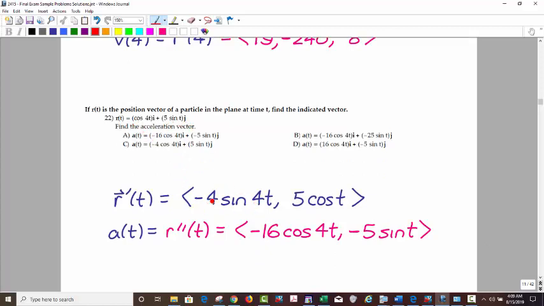So the first one, you got to be careful with the chain rule. Of course, the derivative of cosine is negative sine, but chain rule says we have to take the derivative of the 4t also, which makes it negative 4 sine of 4t. The derivative of 5 sine of t will be 5 cos of t. And now it takes the next derivative. So the derivative of sine is cosine, but the negative just stays there. Brings in another 4 from that derivative. So it makes it then negative 16 cos 4t for the first component.